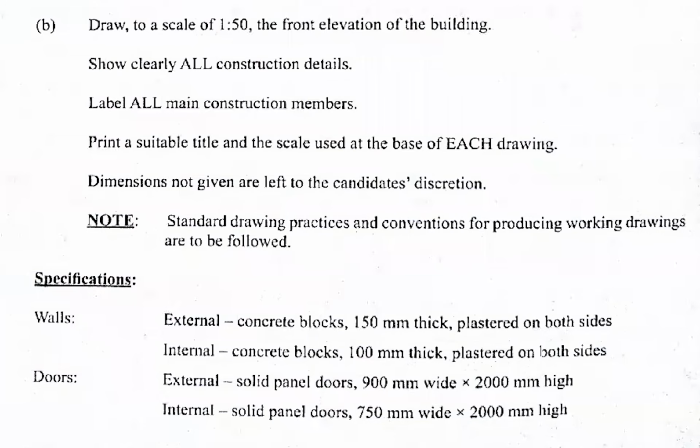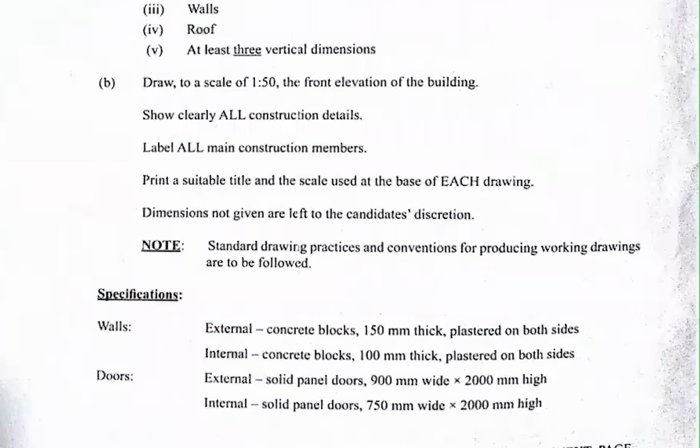This is question 1B. Now, so the first thing is we are going to be drawing a front elevation of the building. Show clearly all construction details. Label all main construction members. Print a suitable title and the scale used at the base of each drawing. So we're drawing an elevation, but we need to identify which elevation we'll be drawing.